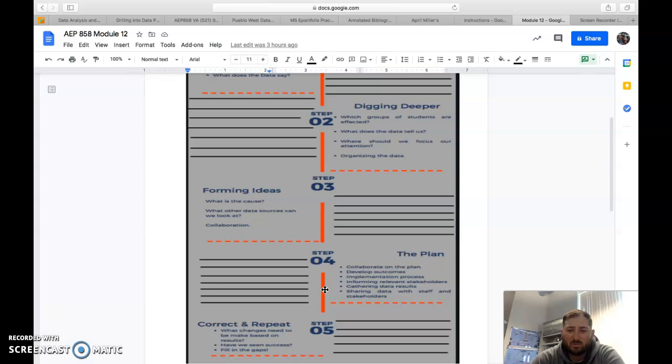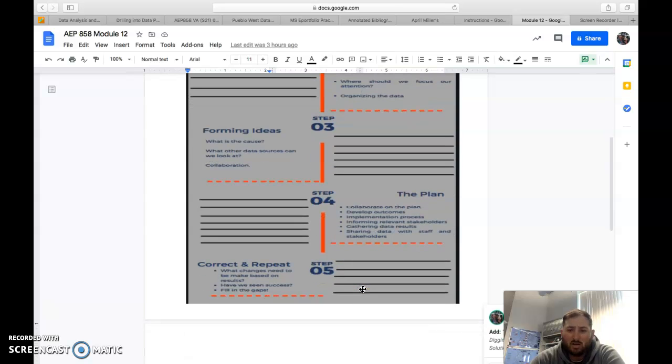Moving to step four is the plan. How are we going to collaborate on the plan? What are the outcomes that we'd like to develop? Implementation process. How are we going to get the plan implemented? How are we going to get information to the relevant stakeholders? We also need to gather data results, share data with the staff and the stakeholders at this point.